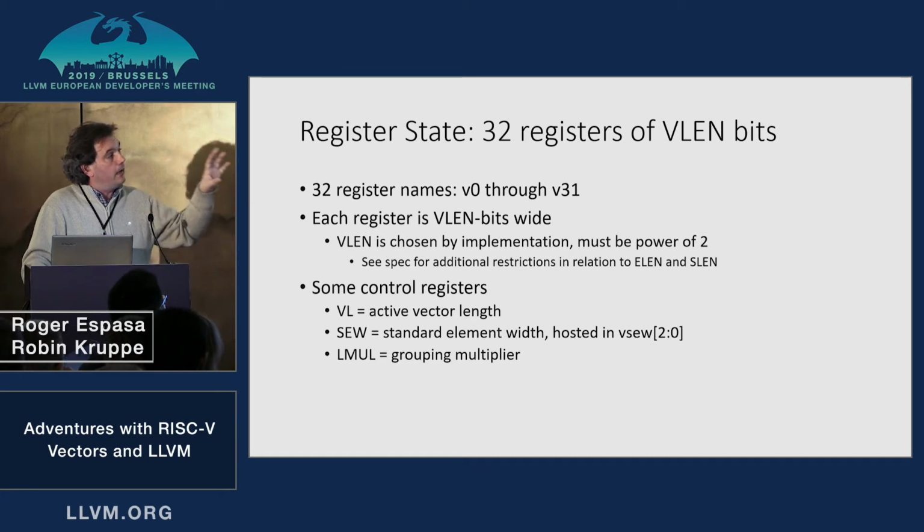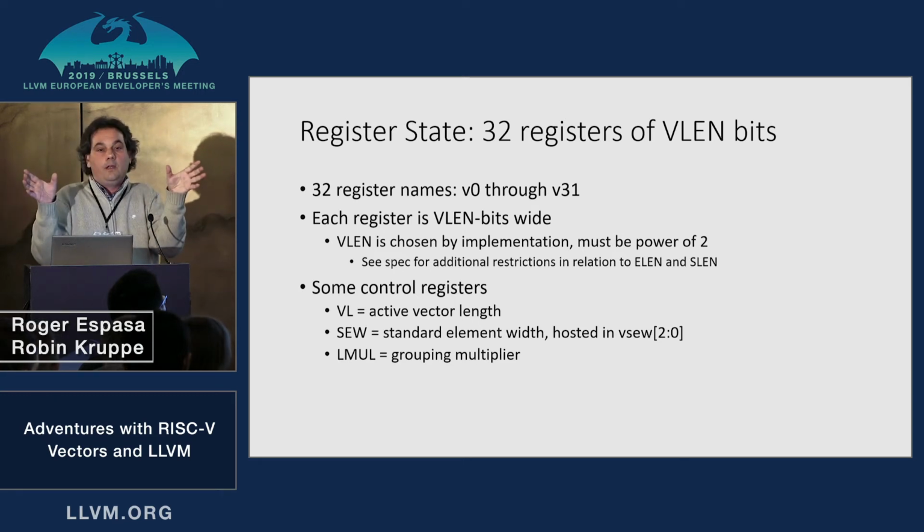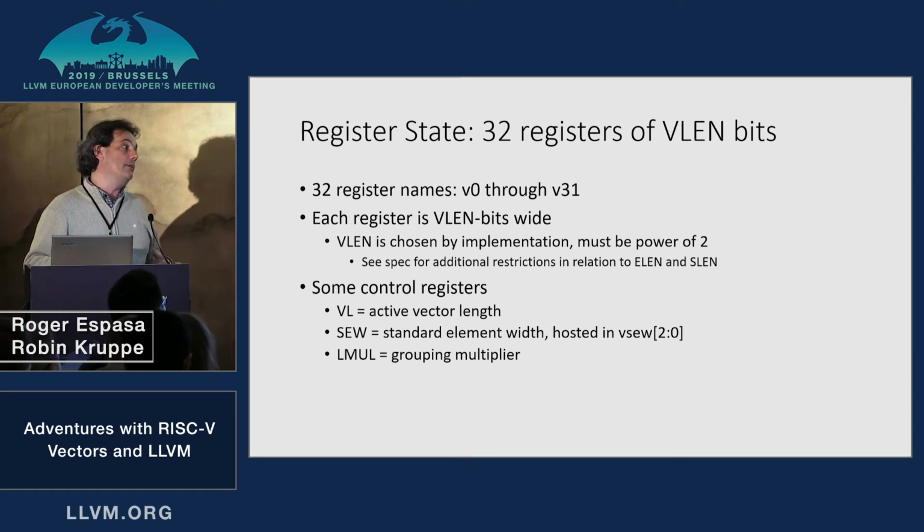And then on top of that, there's a few control registers. Very important, VL, which is the active vector length, like in NEC and Cray style. SEW is the standard element width. We'll have a slide on that one, which helps say, okay, yes, I got 128 bits, but what's inside my vector? Do I have 8-bit things? Do I have 16-bit things? Or do I have 32-bit things? That definition is controlled by SEW. And then LMUL is the grouping multiplier.